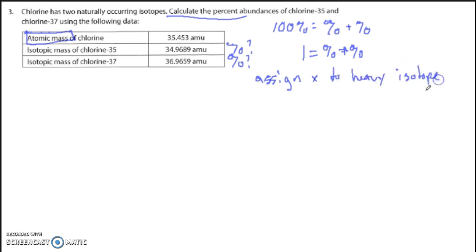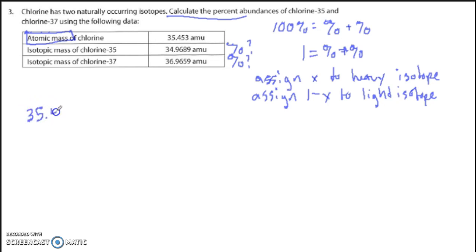And that'll save you a lot of trouble. And then you're going to assign 1 minus x to the light isotope. Okay? So, and again, if I add together x and 1 minus x, I'm going to get 1, which is 100%. Nifty trick from percentages. Okay, so to set all this up, I'm going to work out all the algebra. This is what I did in class.